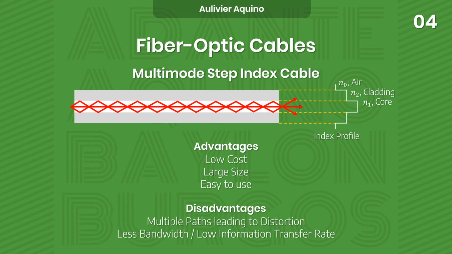Here are the advantages and disadvantages of multi-mode step index cable. Advantages: low cost. It is inexpensive and easy to manufacture. Large source to fiber aperture. It is easy to couple light into and out of the fiber. Disadvantages: multiple paths. Light rays take different paths down the fiber. Therefore, they have large differences in propagation time. Distortion. Pulse of light propagating down is distorted due to multiple paths. Furthermore, it has less bandwidth and low information transfer rate.